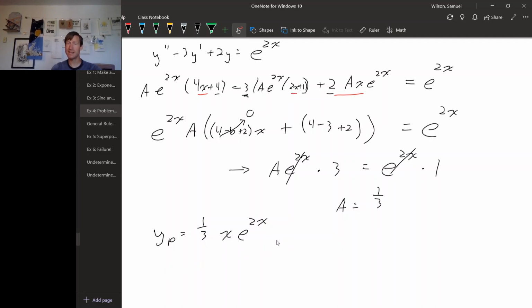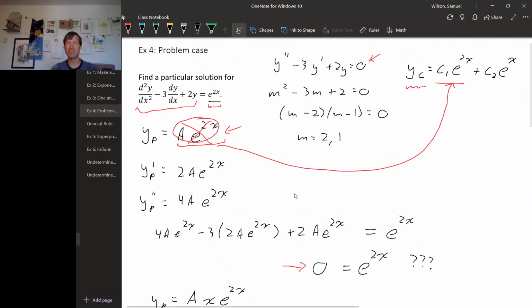The general idea here, looking back on what just happened, is that we had this overlap between what we wanted to guess for our particular solution and the complementary solution. So we took our original guess and we just multiplied it by x. Now it's not obvious that that's the right thing to do, but it turns out that it works in this case, and in fact it works in any case where undetermined coefficients works.